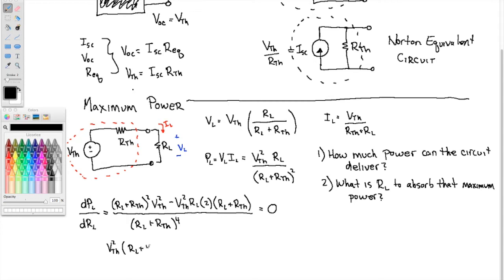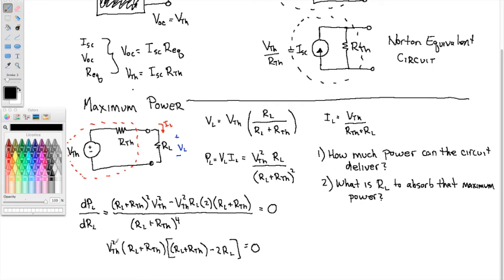Okay, that's what I'm factoring out. So in the first term, I'm left with one of these guys, RL plus RTH, right? And then over here, I'm left with minus 2 RL equals 0.